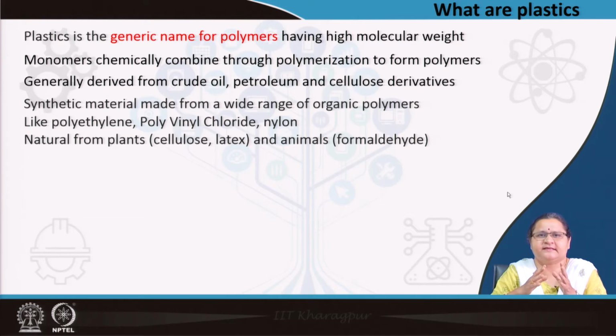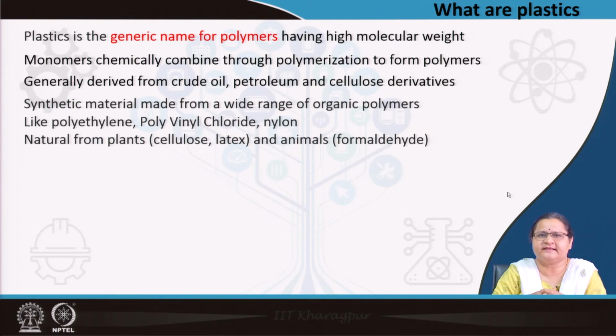So, what are plastics? It is the generic name for polymers having high molecular weight. So, what is polymer? Now, polymers are monomers. Mono means single, monomers chemically combining by the process of polymerization to form polymers. So, what names I was telling in the last slide, those are actually the monomers which give the name of the polymers. What is the source? Usually crude oil or petroleum, or it is cellulose derivatives.